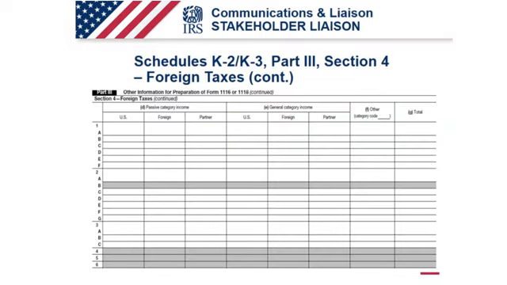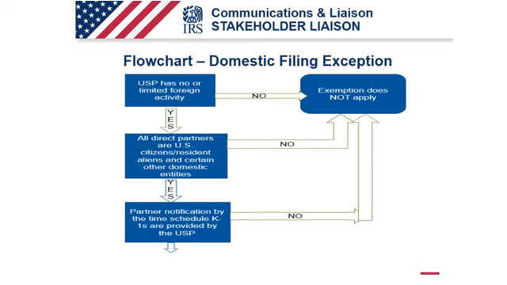The next slide is a continuation of Section 4, showing the passive and general categories of income on which foreign taxes are paid or accrued. The instructions to Form 1065, Schedules K-2 and K-3 provide explanations of how to use this section to complete Form 1116. Note that the format of this section is the same on the Forms 1120S and 8865, Schedules K-3, Part 3. Now I will turn over the presentation to Jim.